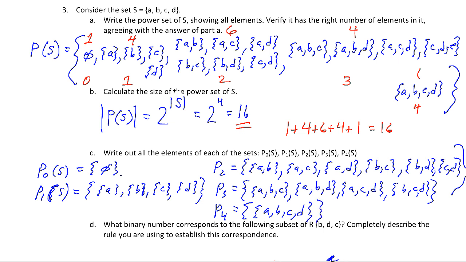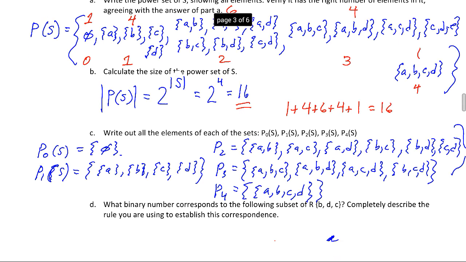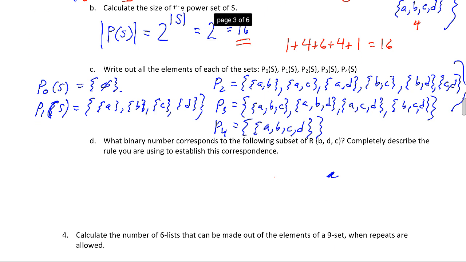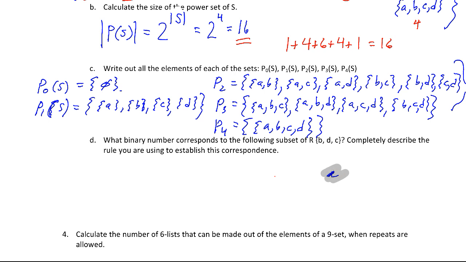Okay. Finally, I had to write all those out again. It didn't hurt me too bad. Finally, it says what binary number corresponds to the following subset of S that contains B, D, and C, or B, C, and D in order. Completely describe the rule you're using.